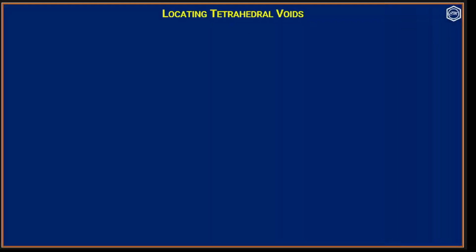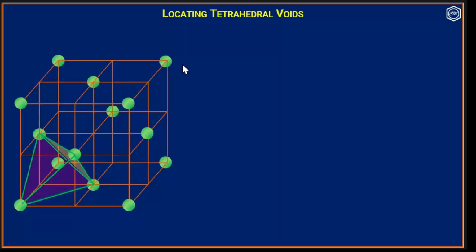We know the number of octahedral voids present in a lattice is equal to the number of close packed atoms, and the number of tetrahedral voids present is twice this number. If we consider a unit cell, we must take the effective number of atoms in the unit cell. First, let us see how to locate tetrahedral voids in a cubic close packed structure.